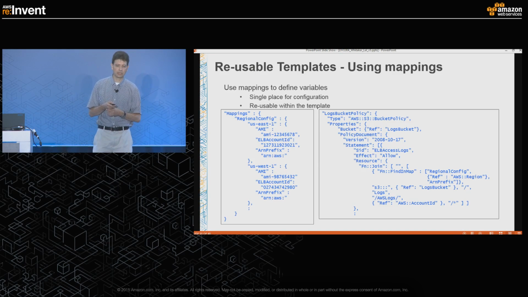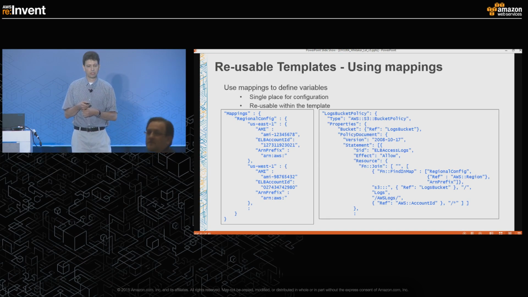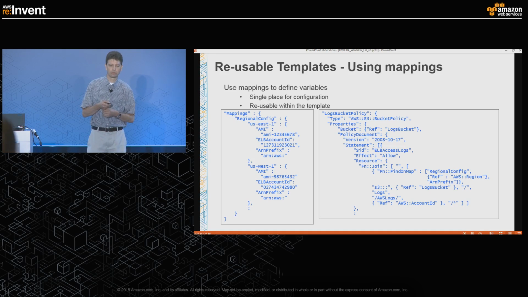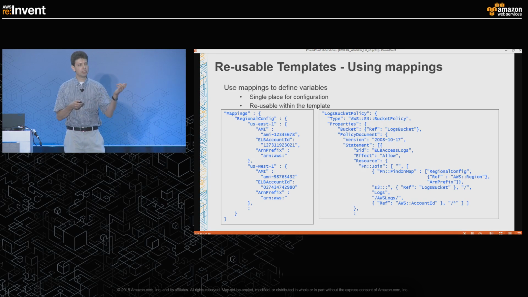So on the right-hand side there, for the resource in the policy document, we're using find and map from the regional config, using the region as a selector to find the ARN prefix that we should use. So that's another way to get regional or other environmental differences into the template.